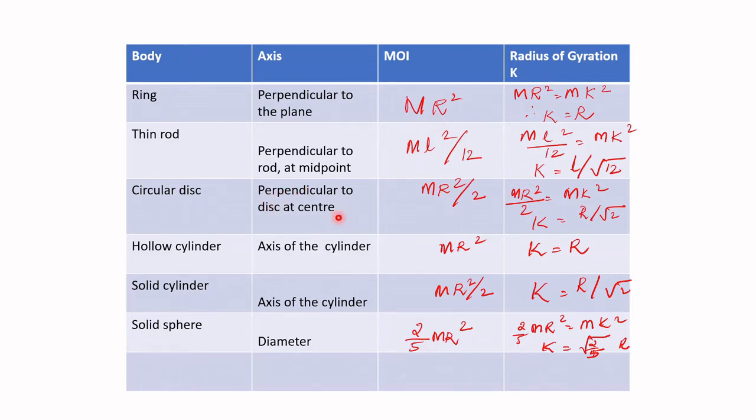In the circular disc case, if the axis is the diameter axis, then it will be mr square by 4. For a hollow cylinder, in the same way, if the axis is the diameter, then mr square by 2. For a solid cylinder, if the axis of rotation is the diameter axis, then mr square by 4. So whatever central axis values we get in these objects, we have to divide by 2 for getting the diameter axis. That is how we can easily remember the values.